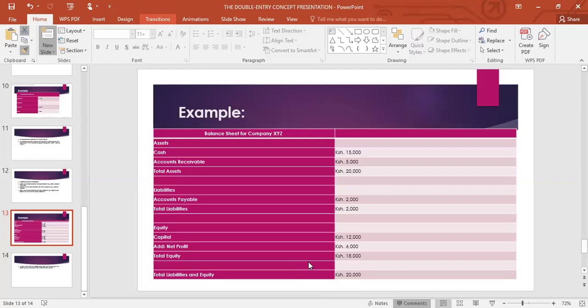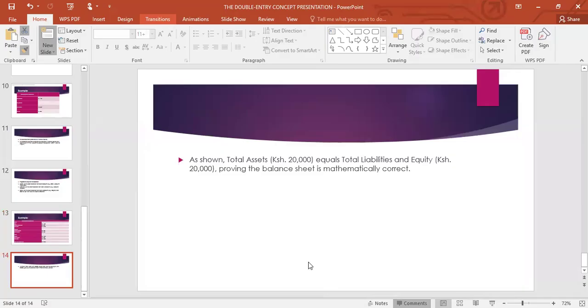So the assets is 20,000 and liabilities plus the owner's equity is 20,000. Now we have fulfilled our accounting equation and it remains in balance. Are we together there, class?